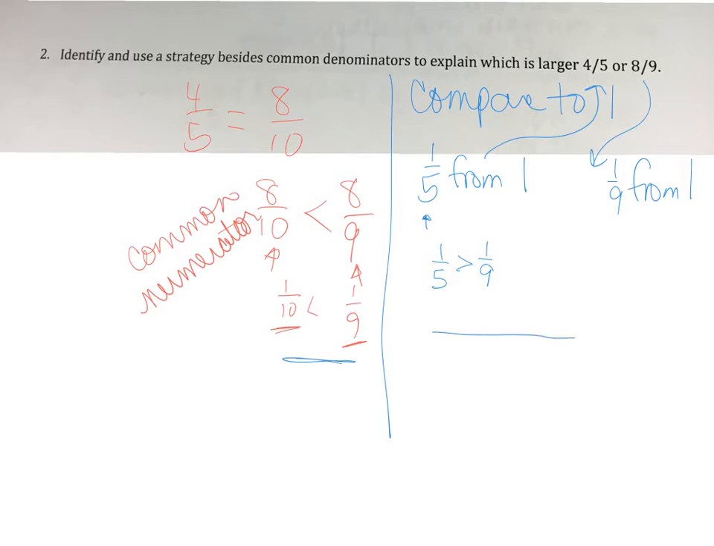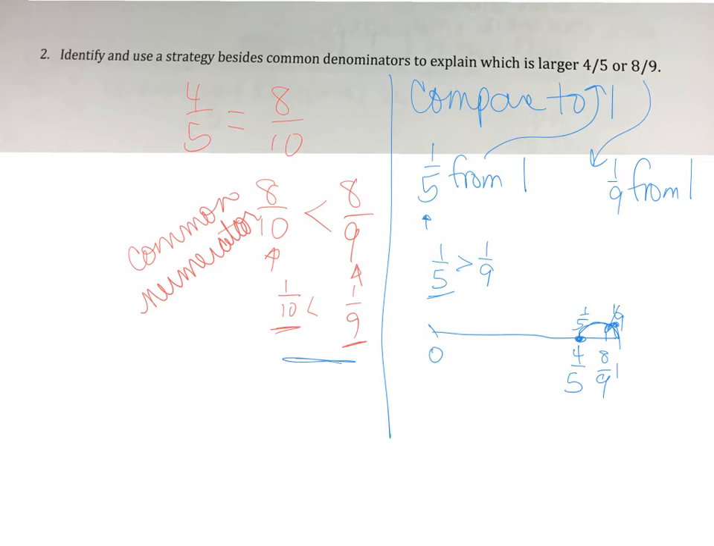So if we think about a whole, and the 1/5 is larger, so we're further away from the whole when we're at 4/5 than when we're at 8/9, because a little tiny 9th is smaller than a 5th. So that's one way, or another way, I guess you could say it.